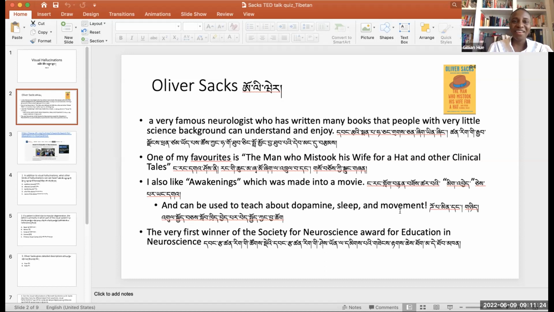So one of the things I find very exciting about Oliver Sacks is that he can take very complicated neuroscience or neurology ideas and make it open for everyone.